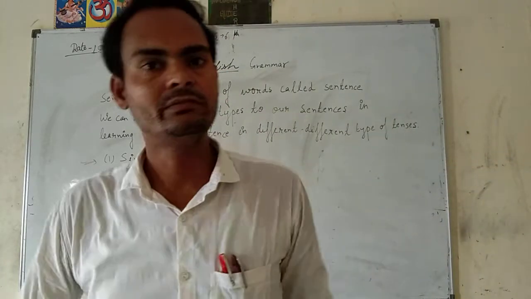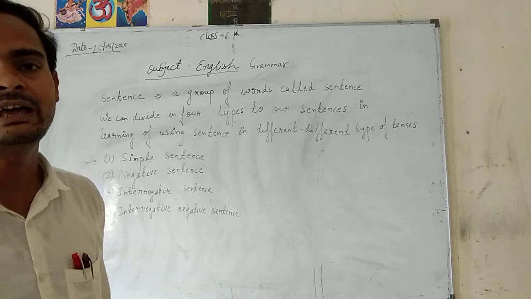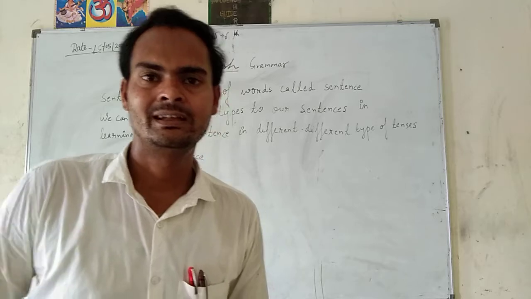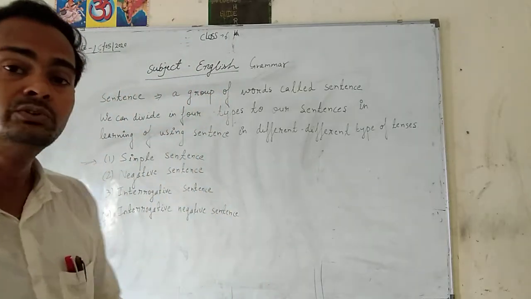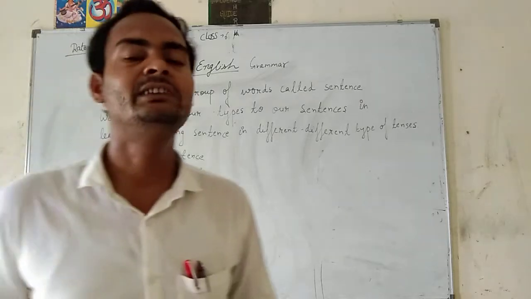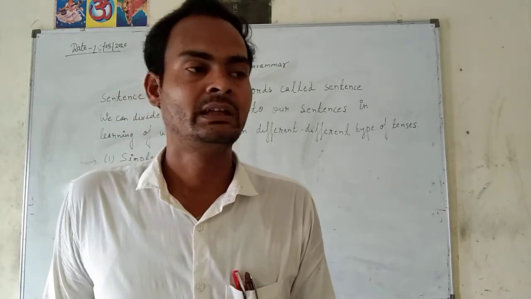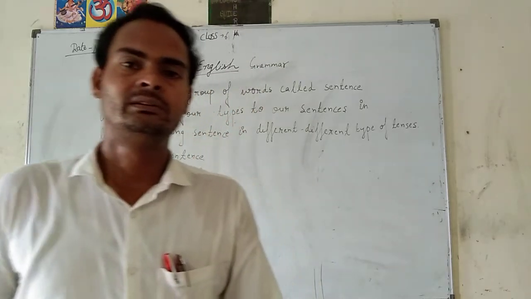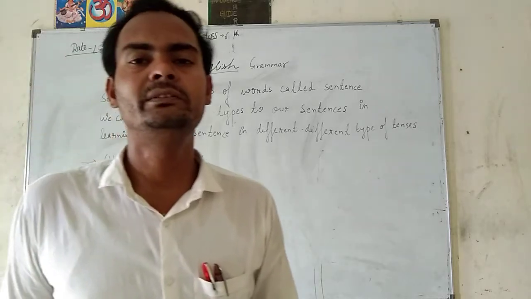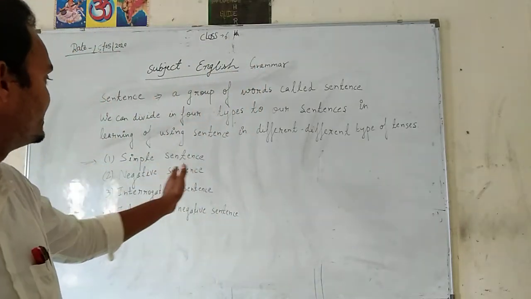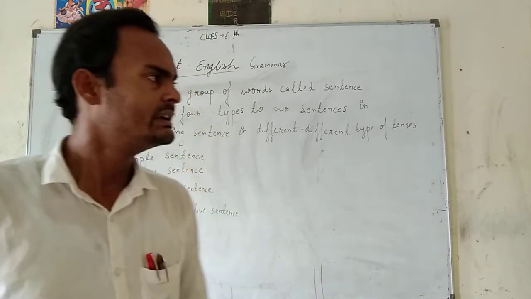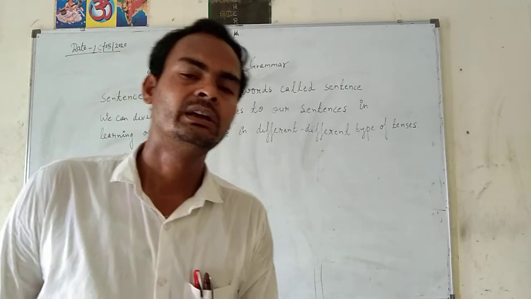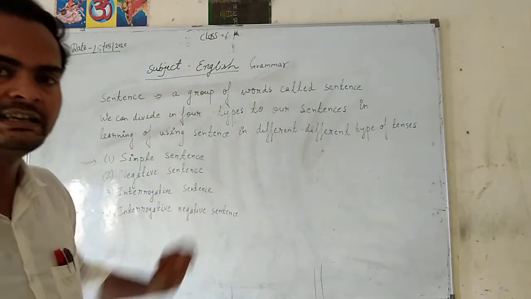First is the negative sentence. Sentences in which words like no or not are used are negative sentences, like he is not playing, he is not working, I have no pen, or I am not learning. So the use of not or negative words puts a sentence in the category of negative sentence. It is very easy to understand.